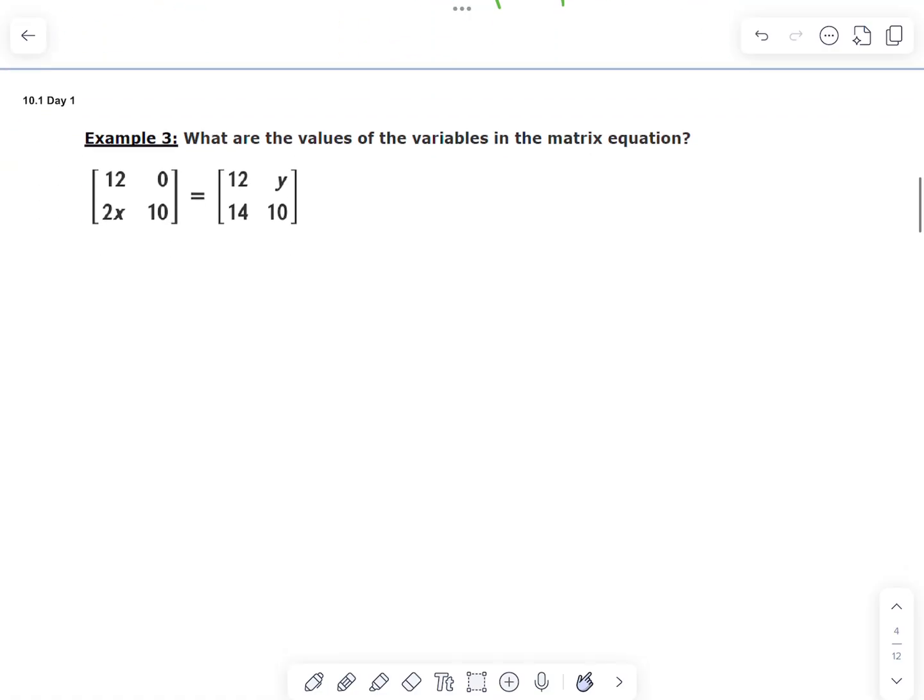All right, example 3. What are the values of the variables in the matrix equation? So now we have a matrix C on either side of this equation.